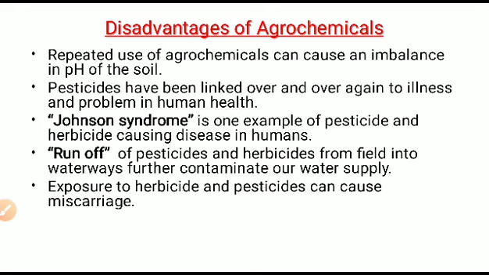Another disadvantage is Johnson syndrome. This is a syndrome of the skin and the muscles. It's one example of pesticides and herbicides causing disease in humans. In that syndrome we get skin problems and also muscle problems.